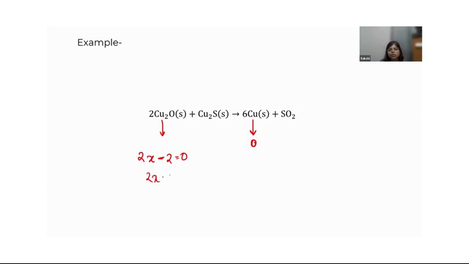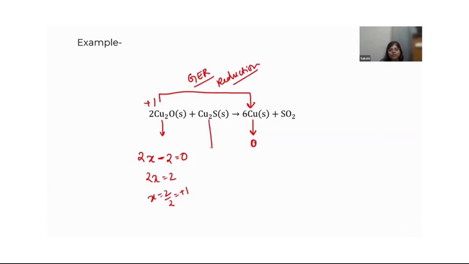So 2x is equal to 2 and x is equal to 2 by 2, which is equal to +1, right? So it is +1 to 0, it is moving on here. So +1 to 0, that means it is gain of electrons, right? Gain of electrons is called what? Reduction.